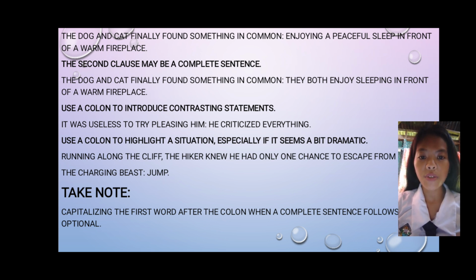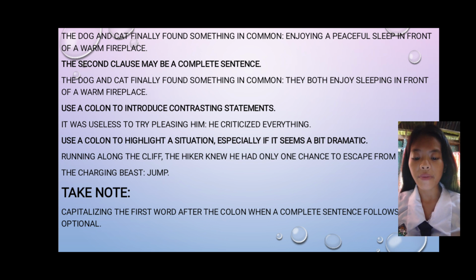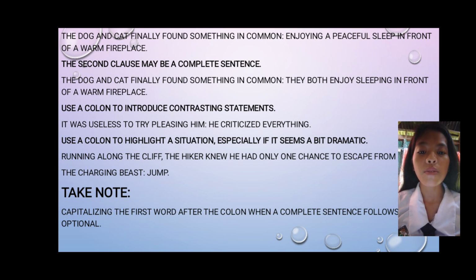Use a colon to introduce contrasting statements. It was useless to try pleasing him: he criticized everything. Use a colon to highlight a situation, especially if it seems a bit dramatic. Running along the cliff, the hiker knew he had only one chance to escape from the charging beast: jump. Take note, capitalizing the first word after the colon when a complete sentence follows is optional.